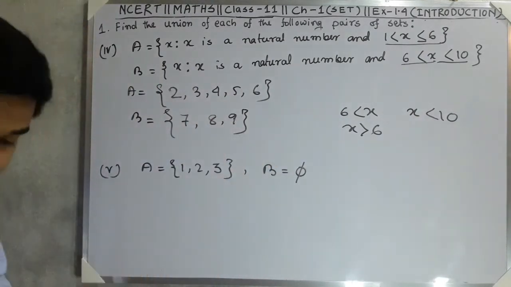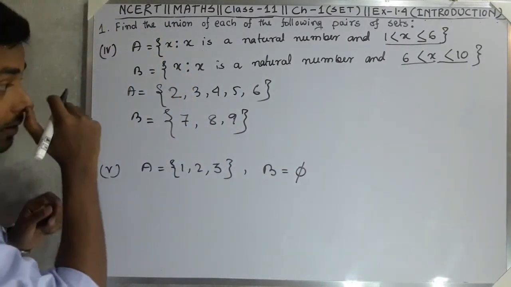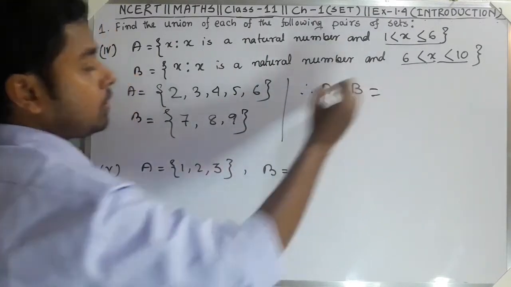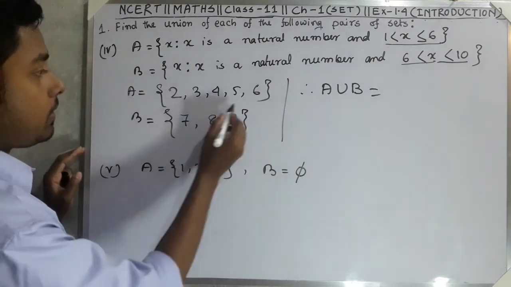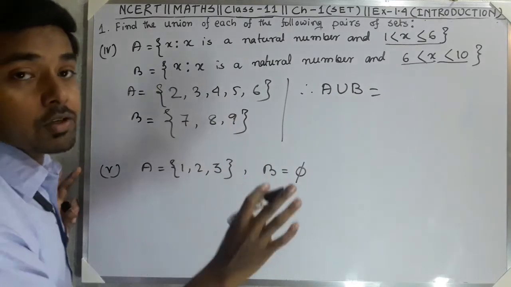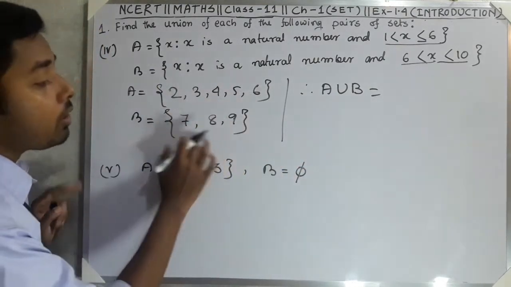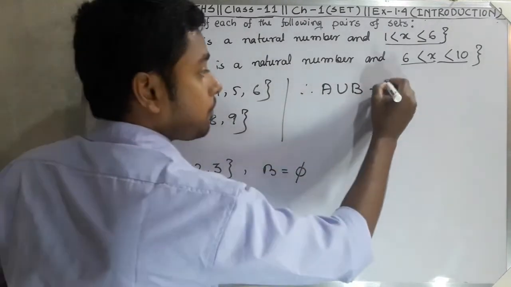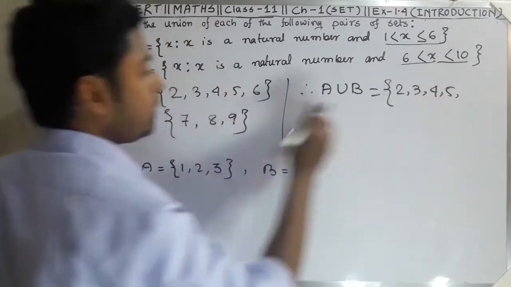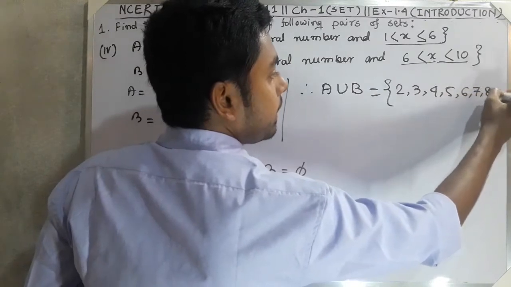So these are the two sets A and B. Now you have to find A union B. First of all, check the common points: 2, 3, 4, 5, 6, 7, 8, 9. So there are no common points. So what should we do? We have to take all the elements of A and all the elements of B. So 2, 3, 4, 5, 6, 7, 8 and 9.